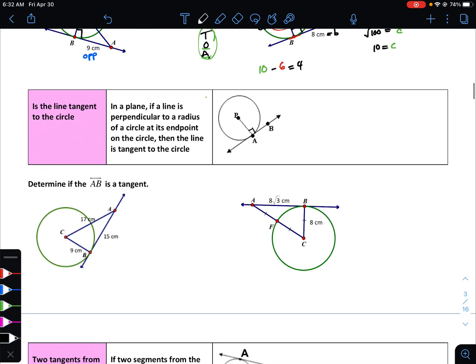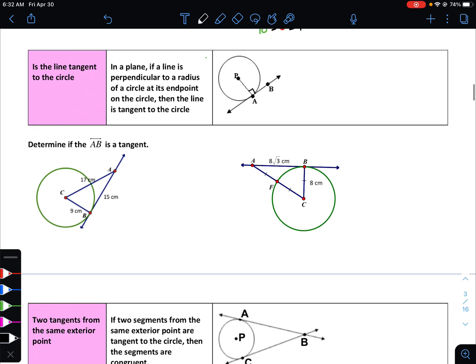Okay, so let's talk about a couple more properties, and then we'll go ahead and be done with our notes for today. So next, let's go ahead and talk about the converse to our previous theorem, which is deciding whether a line is tangent to a circle. So if a line is perpendicular to a radius of a circle at its endpoint, then the line is tangent to the circle.